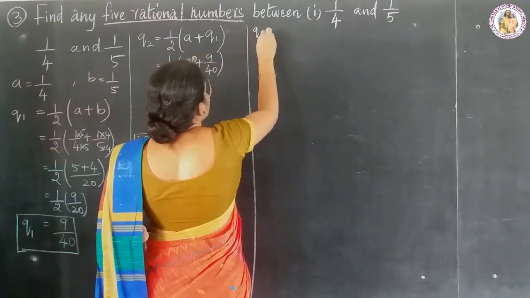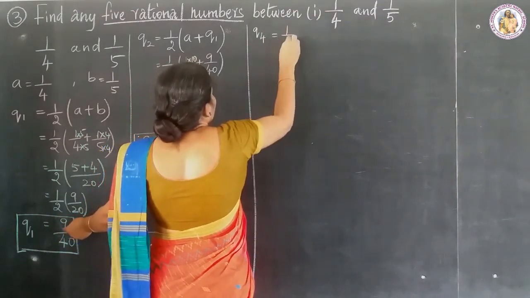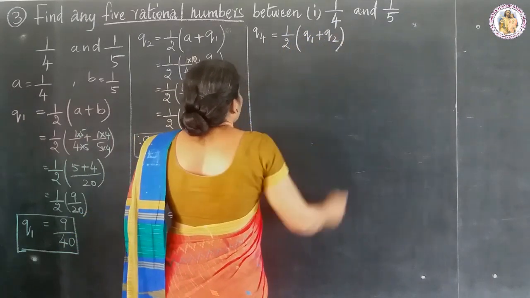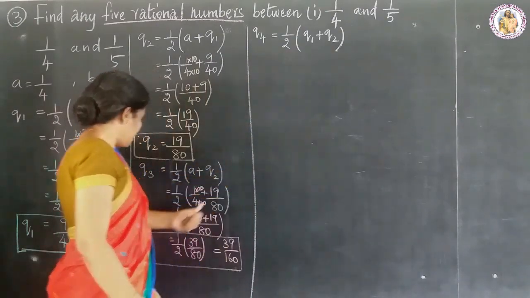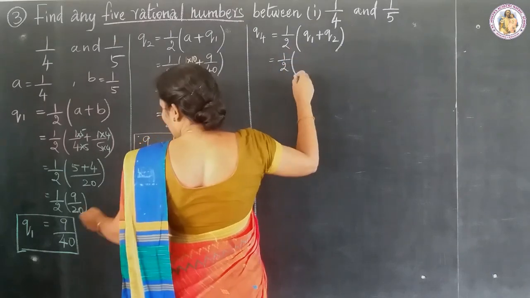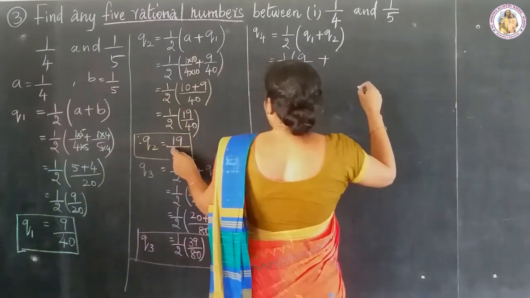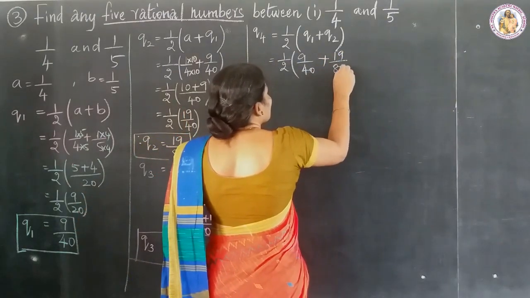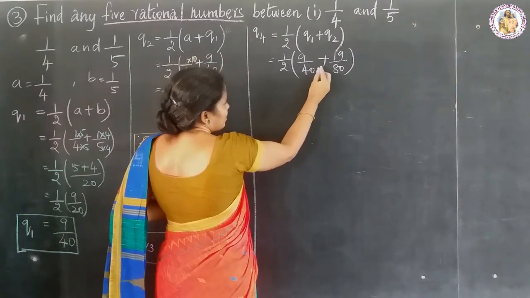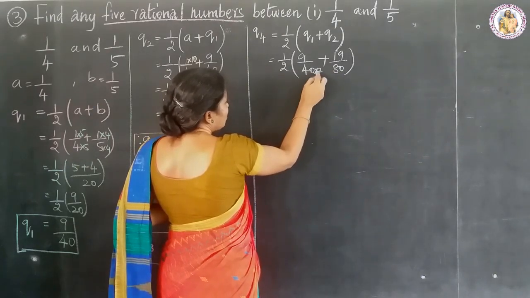So Q4, to find Q4, we go with Q1, that is half into Q1 plus Q2. Otherwise you can use A plus Q3. Okay. Now 1 by 2 Q1, we have 9 by 40 plus for Q2 19 by 80. So here 40 plus 80. So 4 twos are 8. So we have 0. So 40 into 2, 80.